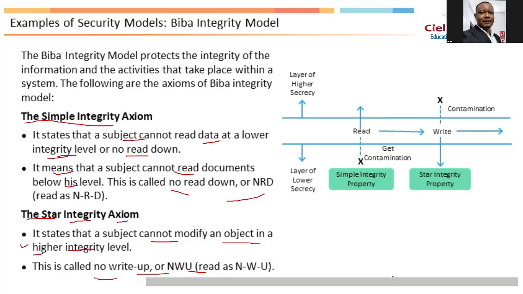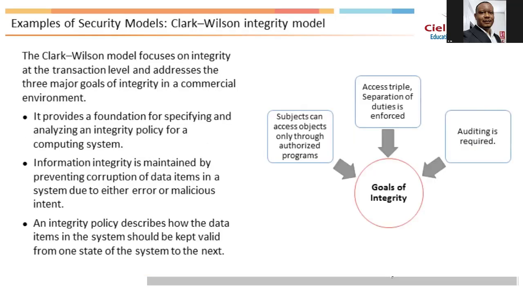So all of these are very important if the goal, like I mentioned, is to maintain integrity. Then there's now the Clark-Wilson integrity model, which also focuses on integrity, but at the transaction level. And it's very useful in commercial environments where data integrity is very important. So the Clark-Wilson model focuses on integrity at the transaction level, meaning that the model ensures that data is protected from unauthorized changes and then maintains integrity throughout the various transactions.